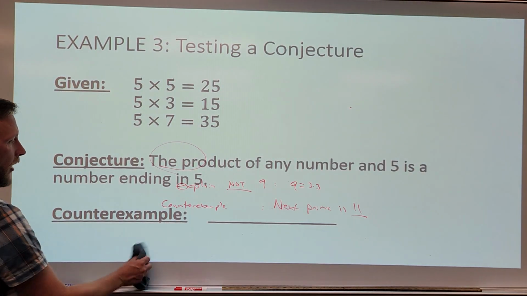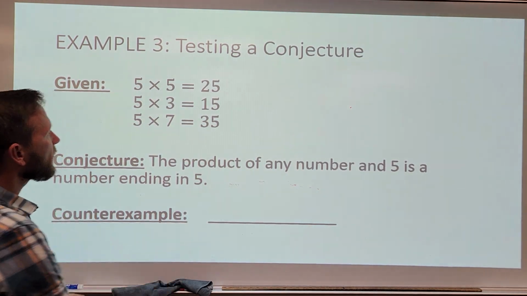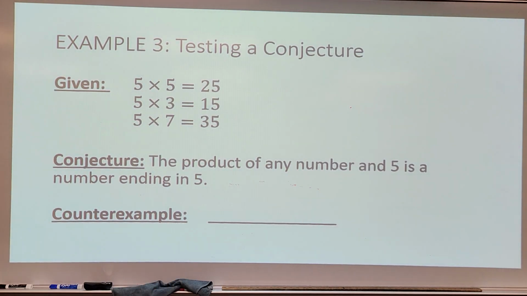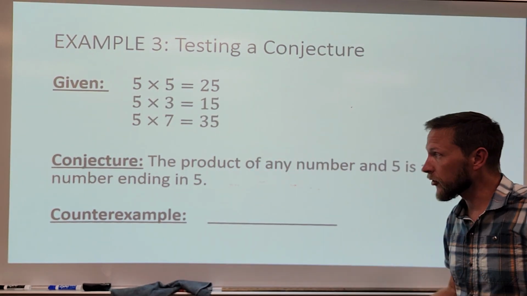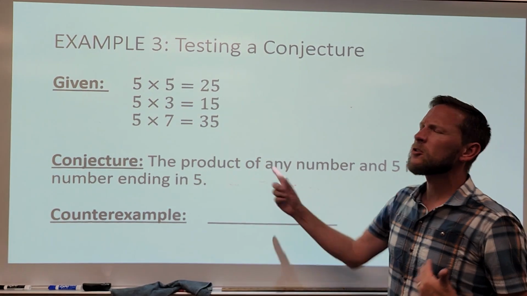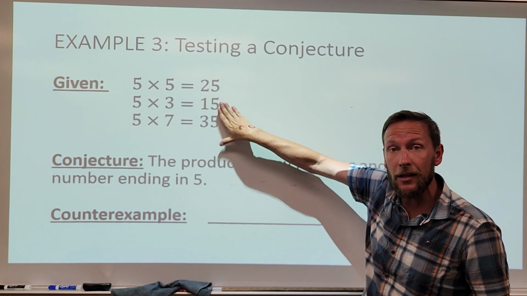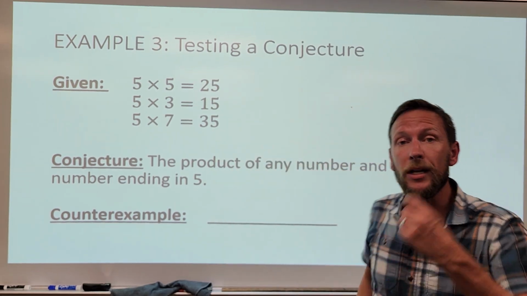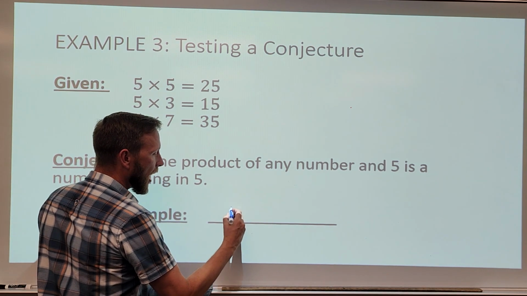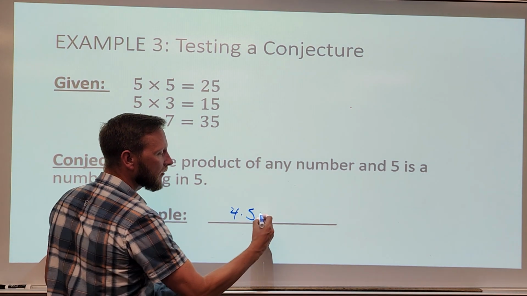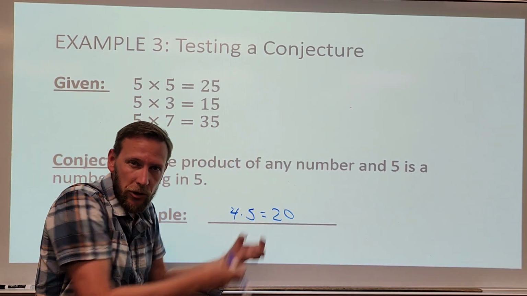All right, so here's another way in which we can show another counterexample. So here we have 5 times 5 is 25, 5 times 3 is 15, 5 times 7 is 35. So someone who is learning multiplication, maybe in 2nd or 3rd grade, might say, it seems to me that the product of any number and 5 is going to be another number that ends in 5. And so we would give a counterexample showing that we are taking any number times 5, but we are getting a product that does not end in 5. This would be a counterexample.